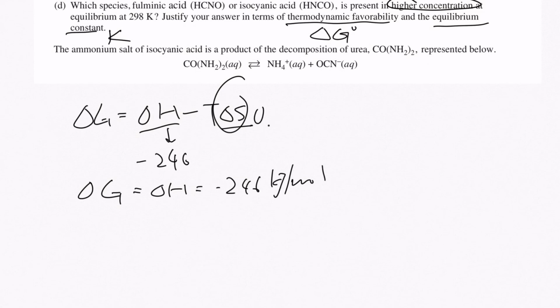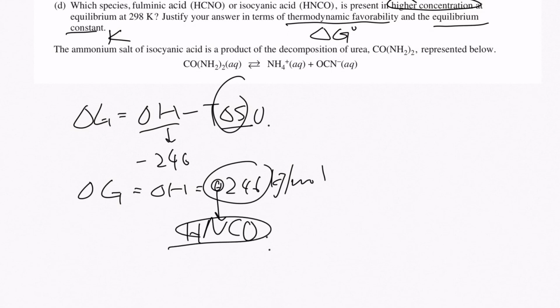Because delta G is negative, we know that this is the product-favored reaction. So in this case, the product is HNCO. So HNCO has a higher concentration. And there's a concept we have to know. When delta G is negative, K is bigger than 1.